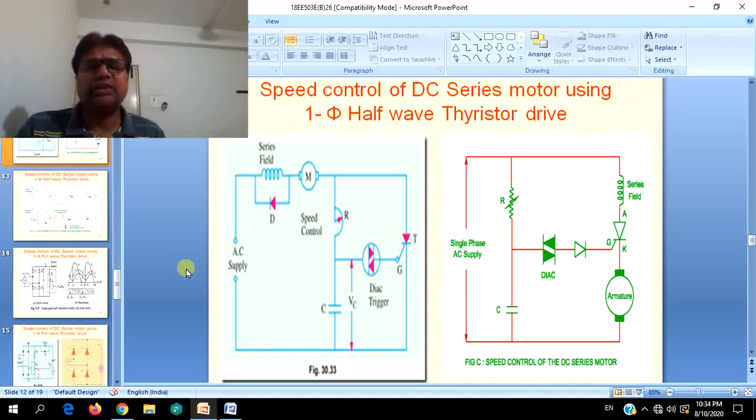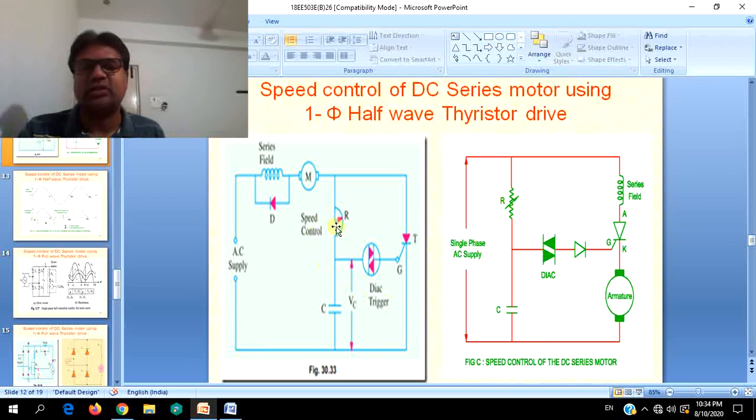In the positive half cycle, when the supply is on, between 0 to alpha, the SCR will not conduct. The field will be getting its full voltage and flux will be developed, but nothing will happen. No current will be flowing through the armature via the SCR, but it flows via this variable resistance to the capacitor, and the capacitor gets charged.